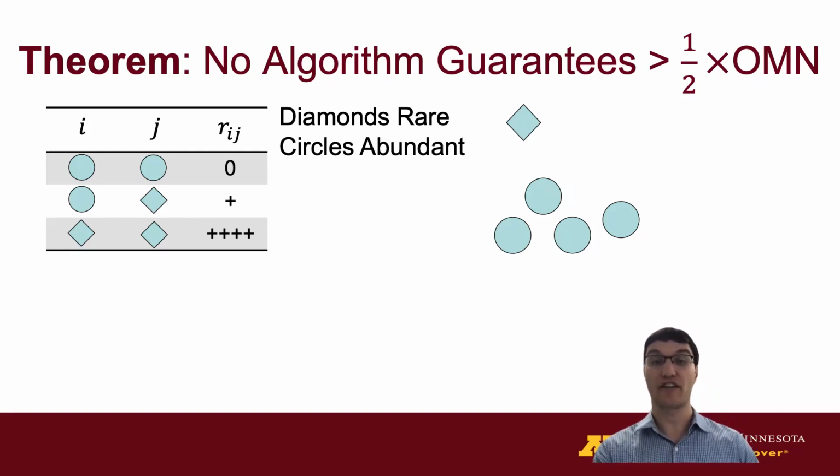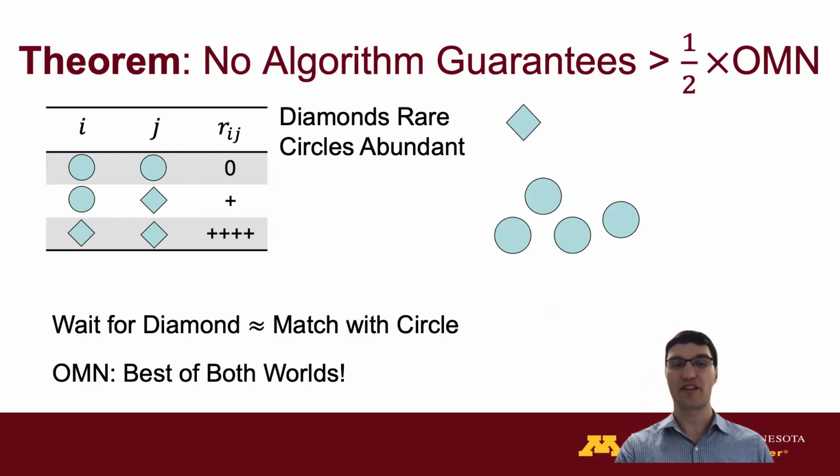Because of course, if I wait for another diamond, there's some chance that this diamond disappears and I get nothing from it. And so if you choose the parameter values carefully, you can make it so that those two strategies have about the same value, right? The waiting strategy versus the settling and matching with a circle strategy are about equally good.